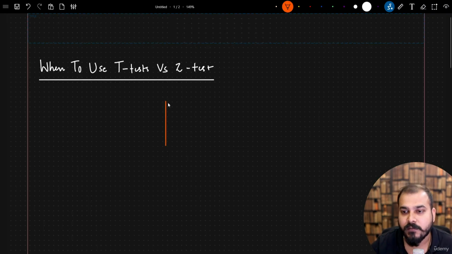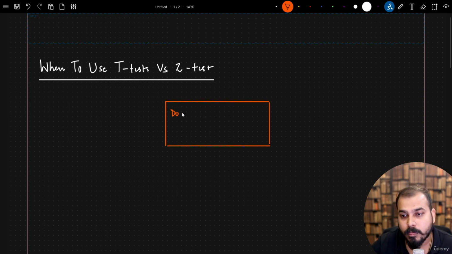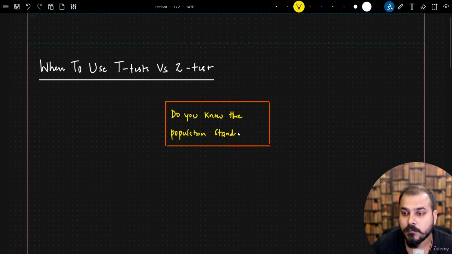First question, ask yourself whenever you see a problem statement. The first question should be: do you know the population standard deviation? Which you can also specify as sigma. Do you know the population standard deviation from the problem statement that you have? So from here, I'm just going to make two routes.